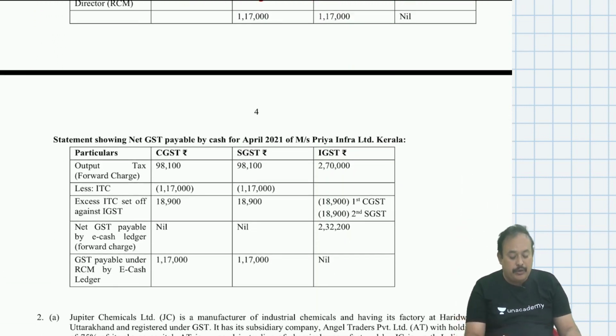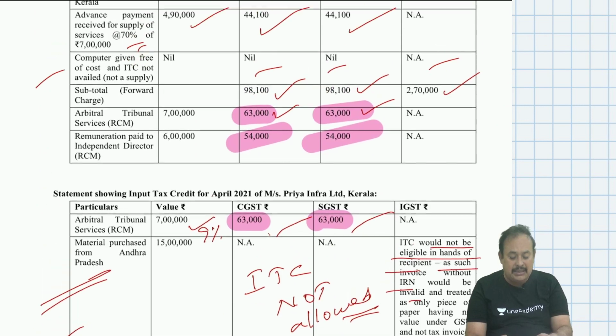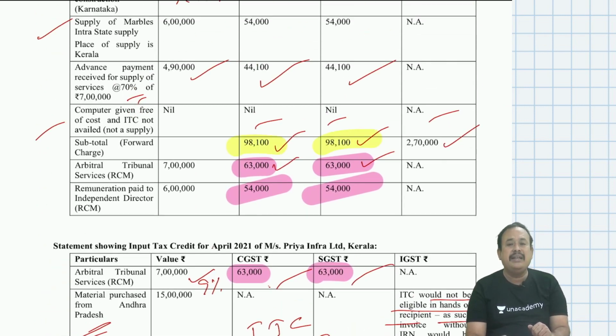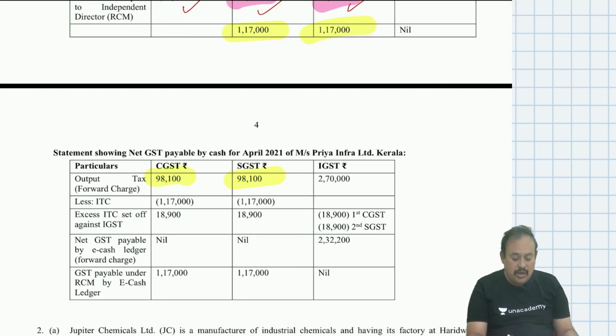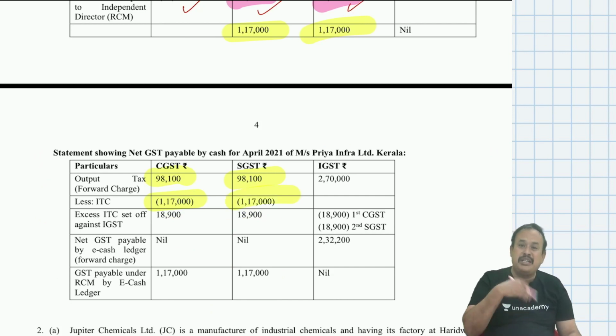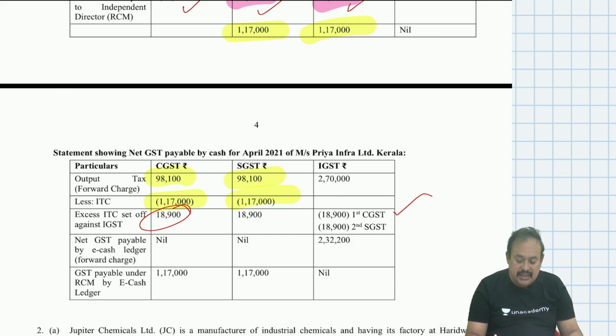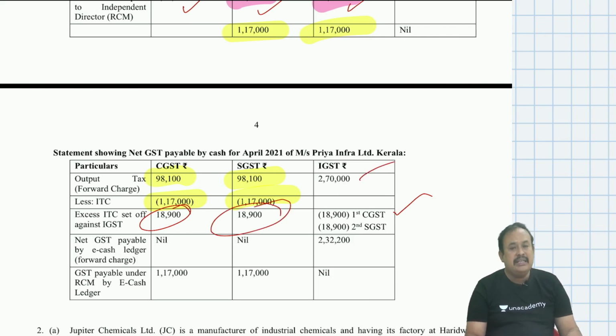Total tax output forward charge 98,100, 98,100, same value here as I mentioned, output tax liability. Then input tax we have 1,17,000 CGST, 1,17,000 SGST. First CGST credit should be set off against CGST payment. Excess will be for IGST payment purpose. Therefore, excess of 18,900 CGST first adjusted against IGST payment. The next SGST taken for IGST payment. So here CGST, SGST liable to pay nil and nil.